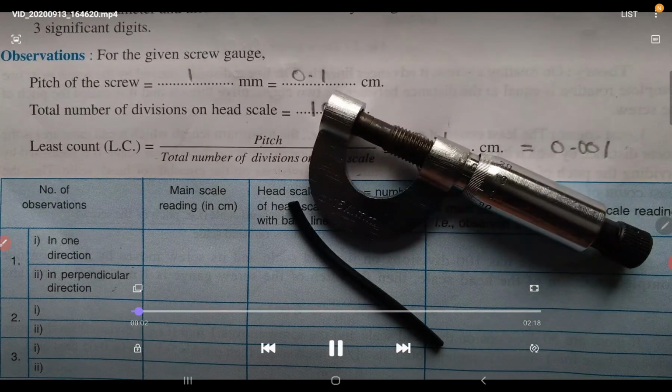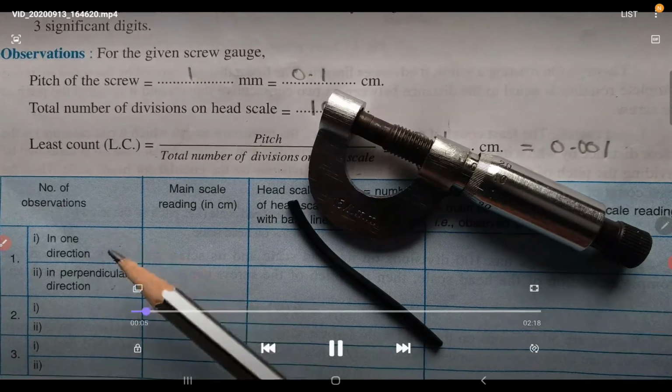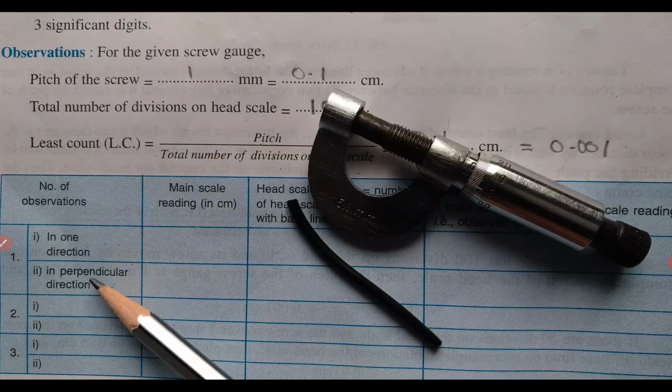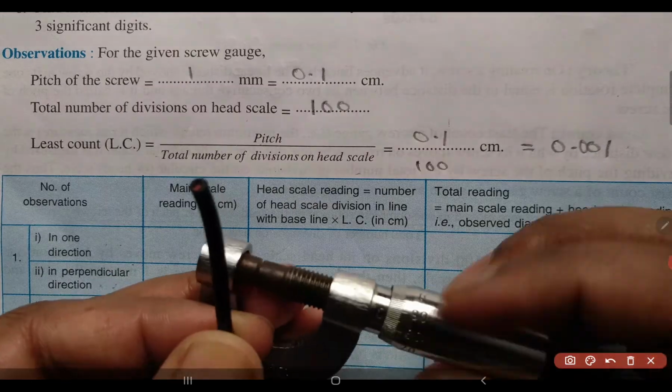Now, here you can see I have taken the screw gauge and a wire, and in total I have to take 6 different readings, in one direction and in another direction, that is the perpendicular direction.